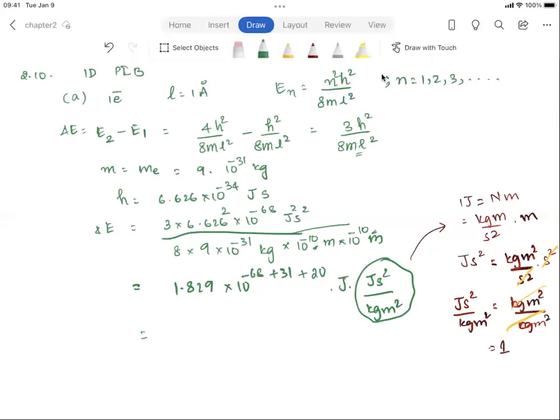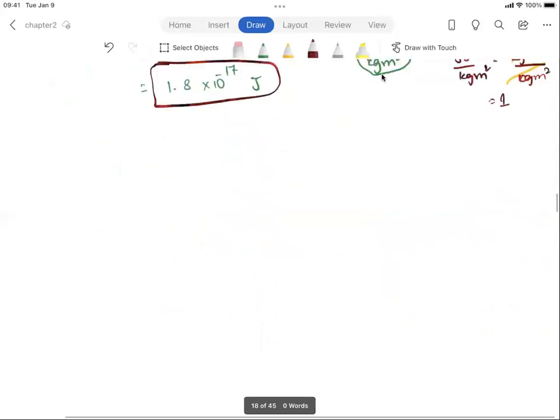So once we work out the powers, it's going to be 31 plus 20 minus 68. It's going to be negative 17. So the answer is going to be 1.8 times 10 to the power negative 17 joule. So this will be the separation of energy levels.